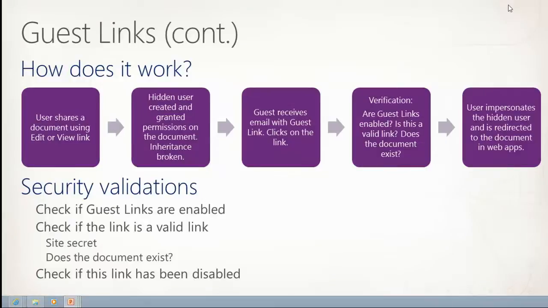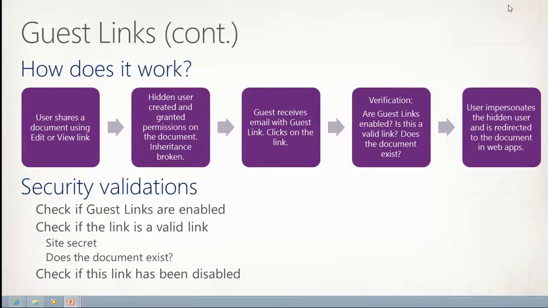Now let's look at how this works. Another flowchart. So the user shares a document using an edit or view link. As Mary showed you, you have a choice of can edit or can view, and you choose what you want to share. Now, depending on what permission you have selected, we create a hidden user in SharePoint. Now, user is really being loosely used here. It's not really a user.